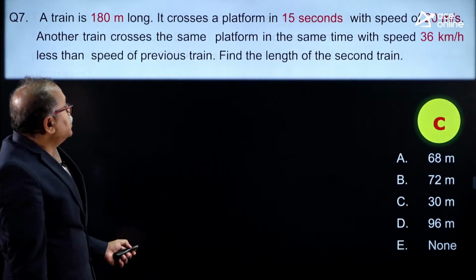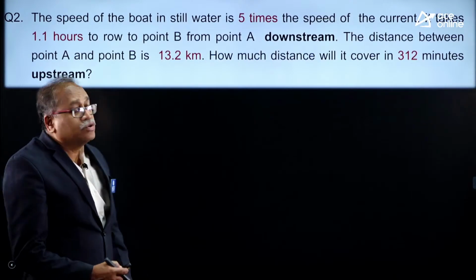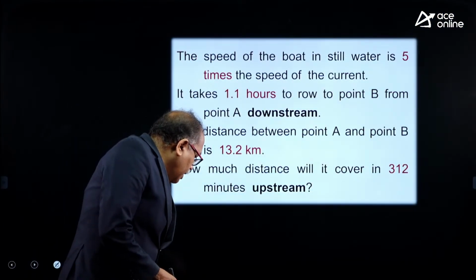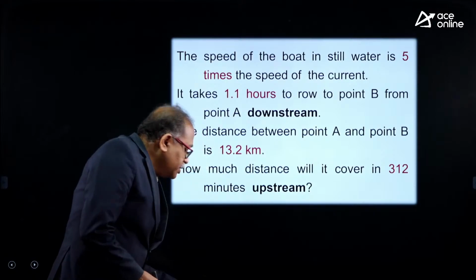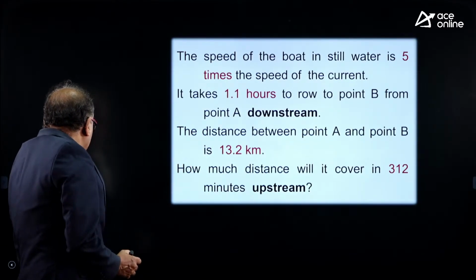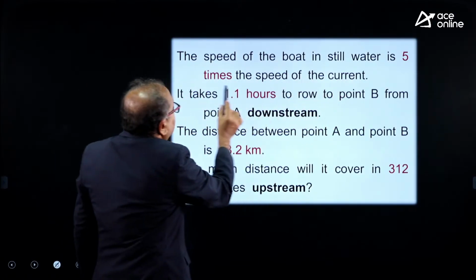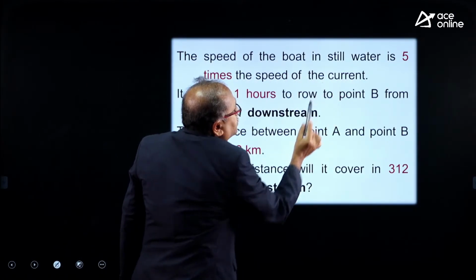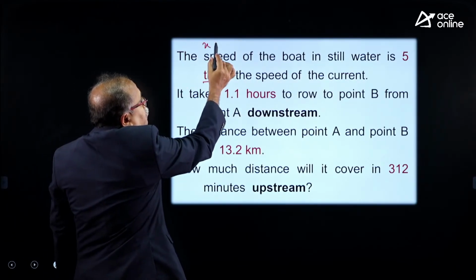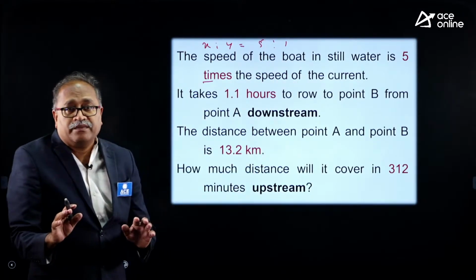I am moving on to the next question on your board, and it is again the board science stream. So, we will have a closer look at this question and then we will try to answer it. The speed of the boat in still water is 5 times the speed of the current. That means x is the speed of the boat, y is the speed of the current, which is given as 5:1.